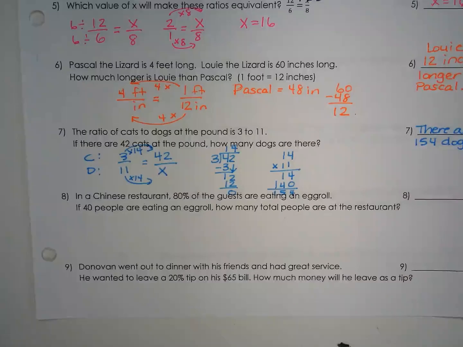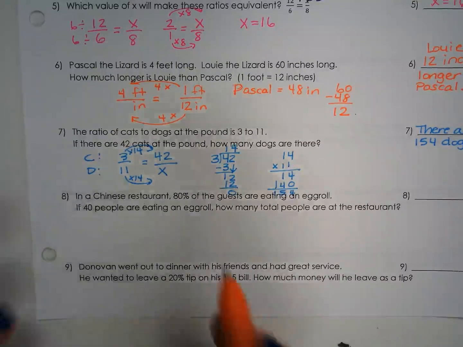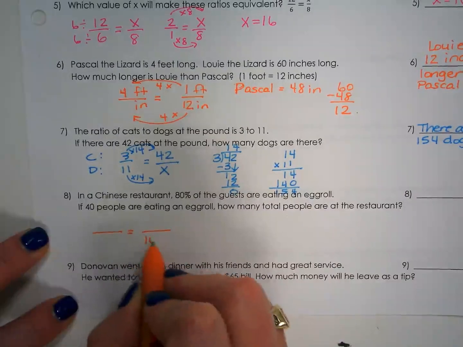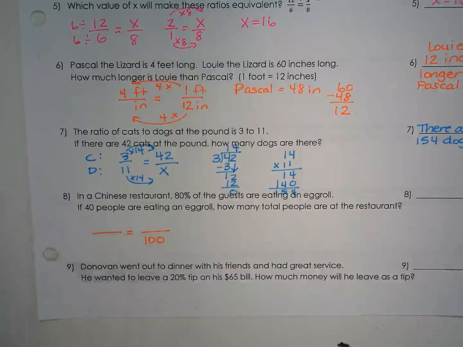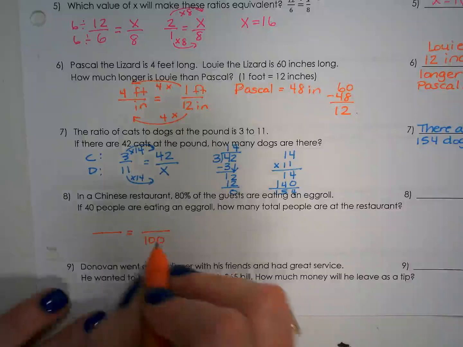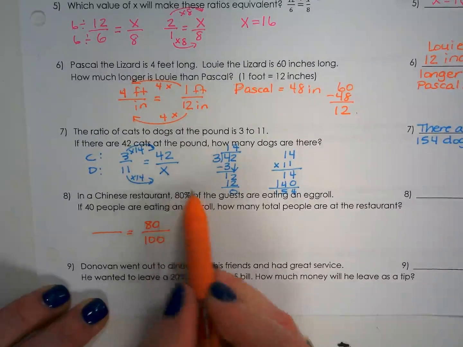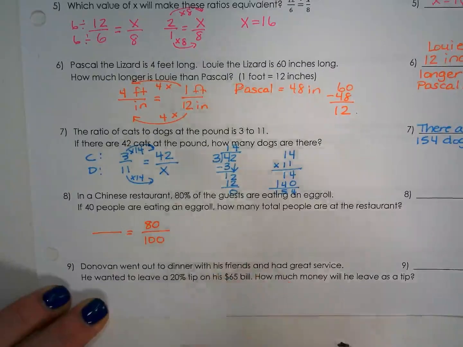All right, in a Chinese food restaurant, 80% of the guests are eating an egg roll. If 40 people are eating an egg roll, we want to know how many total people there were in the restaurant. So because this is a percent problem, let's set up our generic percent problem. Okay, now we know that the 80 is the percentage, and the percent is always out of 100. For some reason, we had lots of trouble with that in class. But 80% means 80 out of 100. That's the definition of a percent. It's a part of 100.